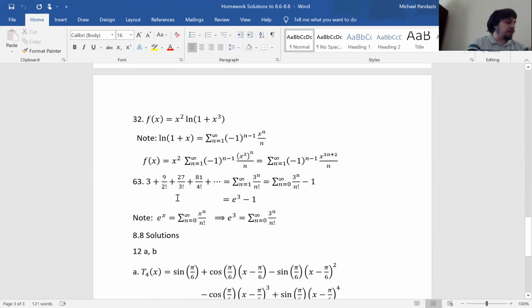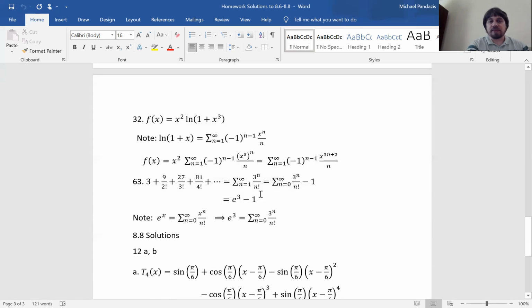Okay, next is 63. So for 63, it says find the sum of the series. So here's the sum. I'm going to write it in the form sum from n equals 1 to infinity of 3 to the n over n factorial. That's because if you look at the numerators, you have 3 to the first, 3 squared, 3 cubed, 3 to the fourth. If you look at denominators, you have 1 factorial, 2 factorial, 3 factorial, 4 factorial, and so forth. So the pattern is that these terms are represented by 3 to the n over n factorial, where n starts at 1 and goes to infinity.